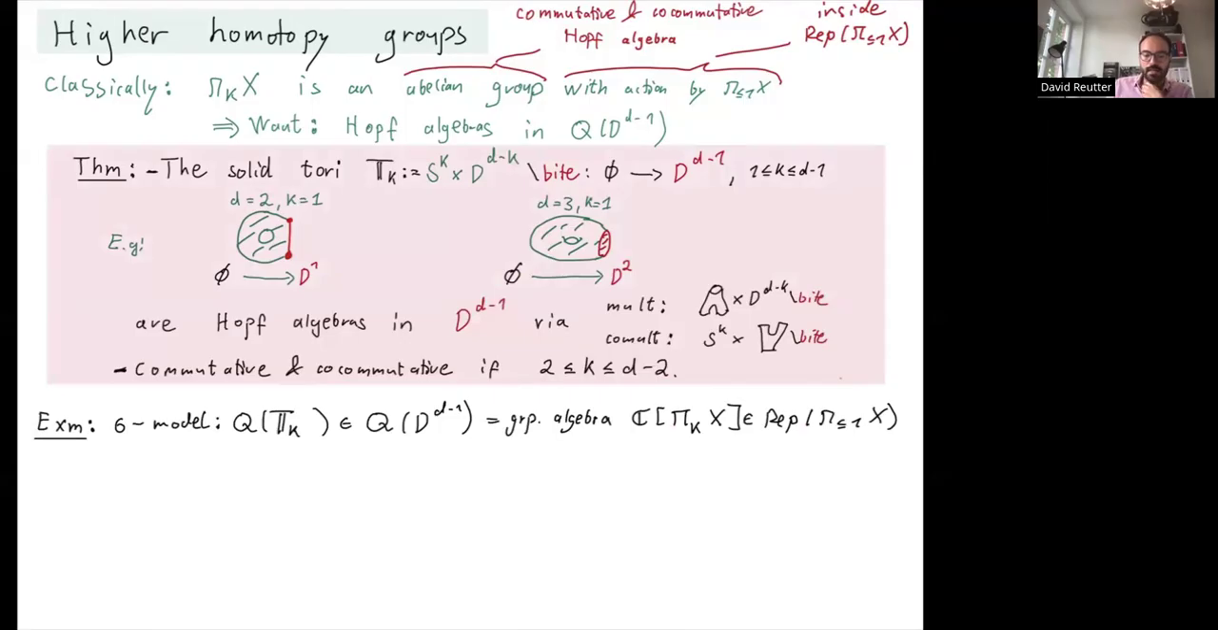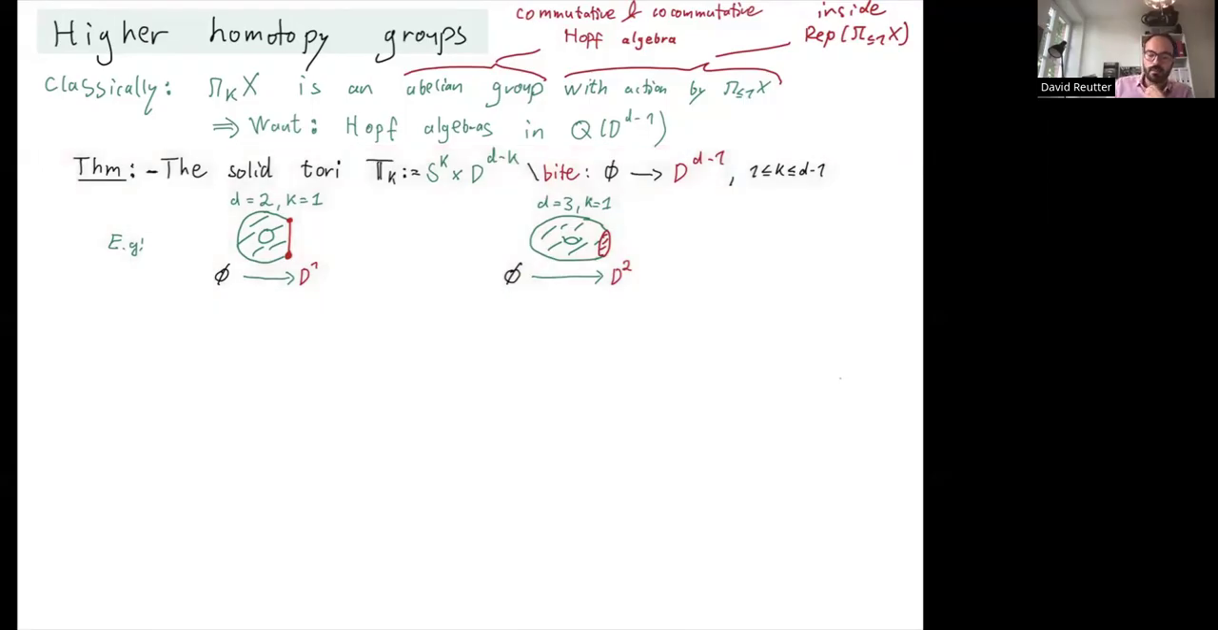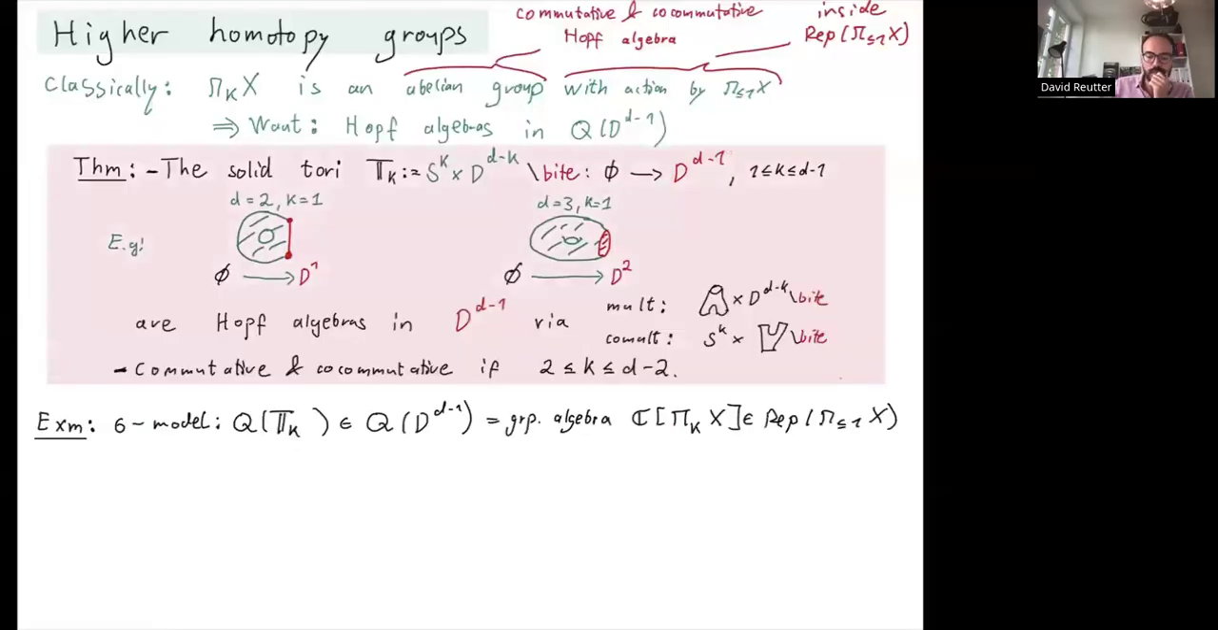Okay, and it turns out, if I apply my TQFT to it, this gives me a morphism back to this symmetric multi-fusion category. And so in particular, it gives me an object of the symmetric multi-fusion category. And it turns out, and this is the first theorem in this project, that these are Hopf algebra objects in this category.